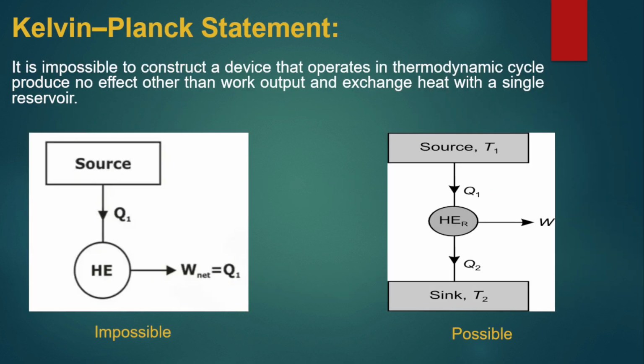There are two statements of the second law of thermodynamics. One is Kelvin Planck's statement, and the other is discussed later. The Kelvin Planck statement is the most important statement of the second law of thermodynamics. It states that it is impossible to construct a device that operates in a thermodynamic cycle, produces no effect other than the work output, and exchanges heat with a single reservoir.